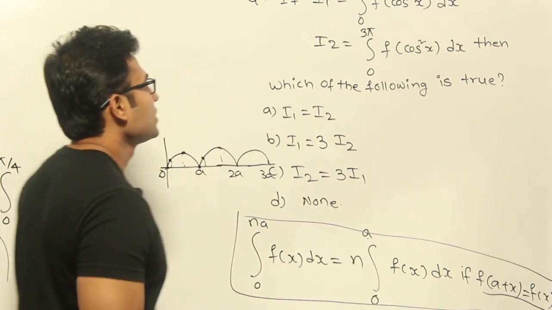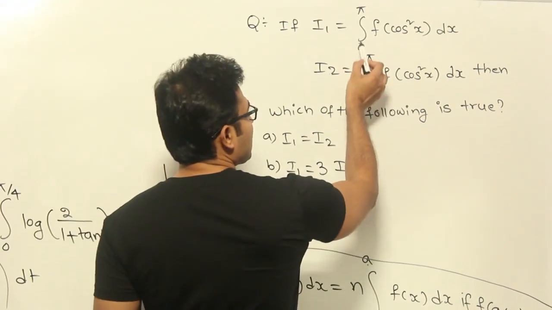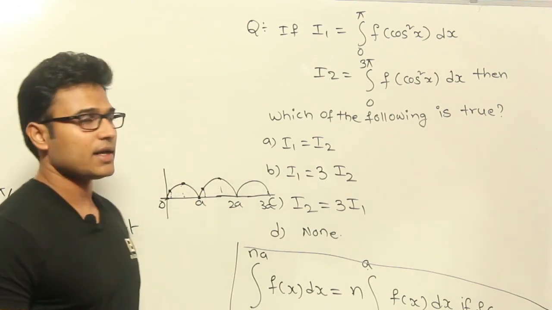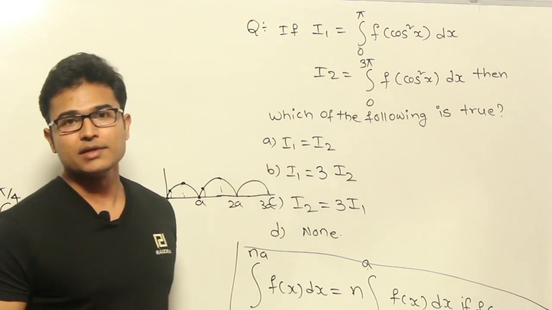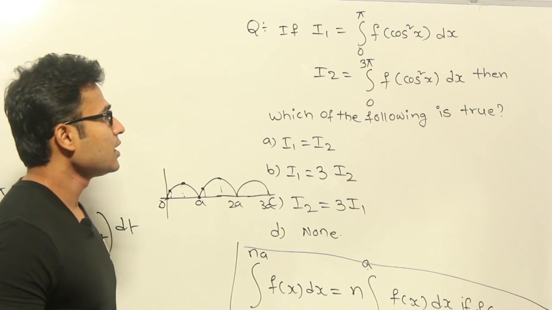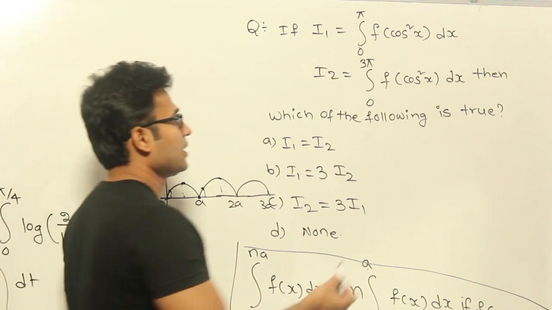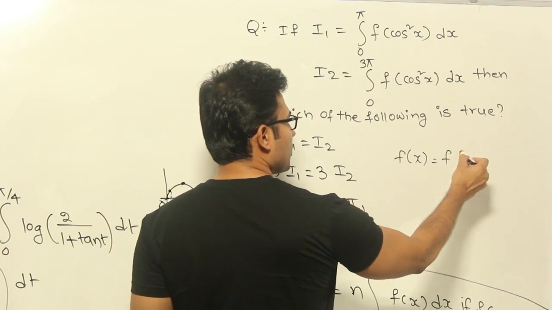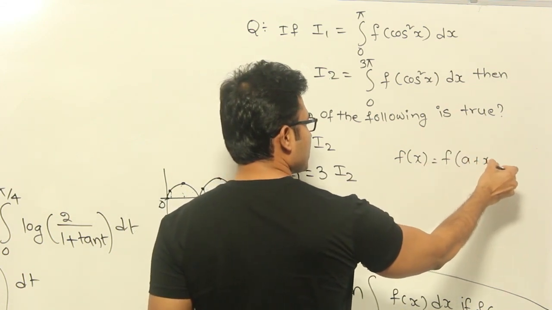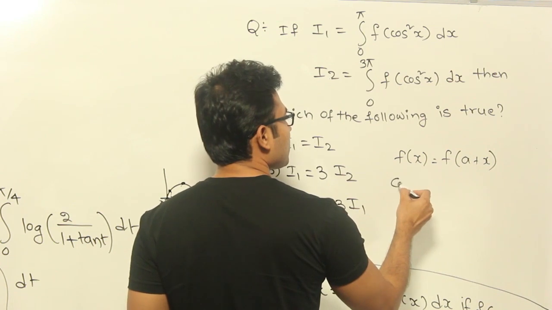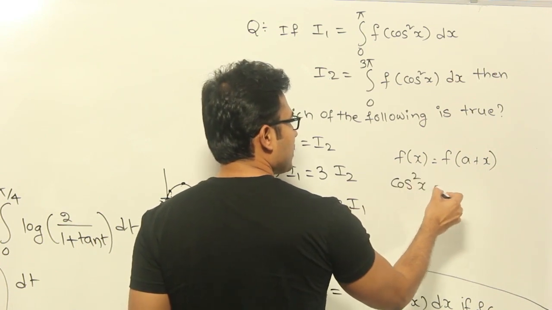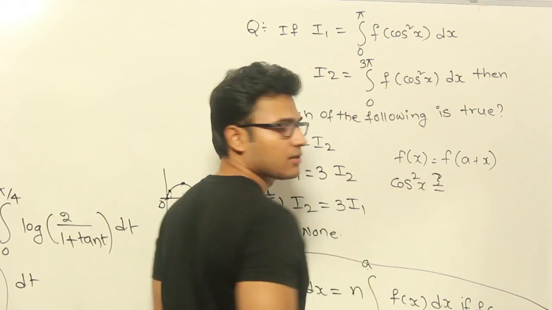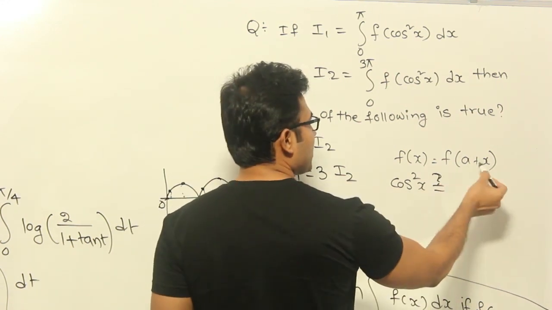Now if you observe this, you need to check this. The integral from 0 to pi is given and the integral from 0 to 3 pi is given. Can I write it as 3 into the integral from 0 to pi? That is the question. You can write it only when f of x is equal to f of a plus x. Now what is f of x here? Cos square x. Now I want to find out whether it is equal to f of a plus x or not.